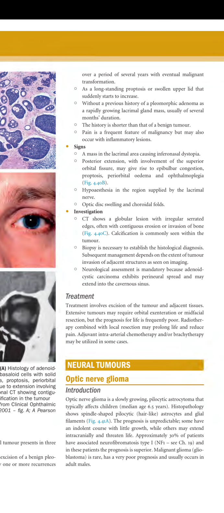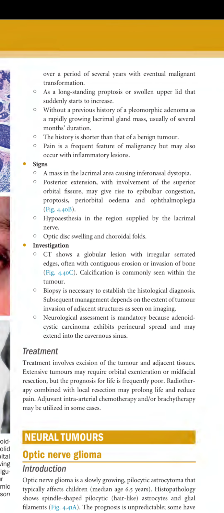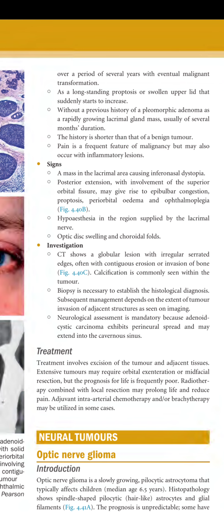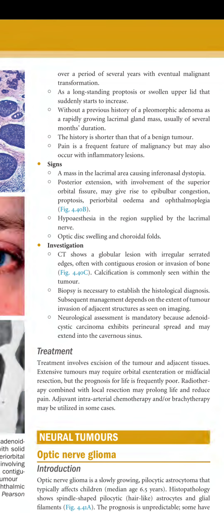So after incomplete or piecemeal excision of a benign pleomorphic adenoma, followed by one or more recurrences over a period of several years, with eventual malignant transformation; as a long-standing proptosis or swollen upper lid that suddenly starts to increase without previous history of pleomorphic adenoma; as a rapidly growing lacrimal gland mass, usually of several months' duration. So basically there is a certain kind of proptosis, but it suddenly increases in size and there can be a new lesion as well.